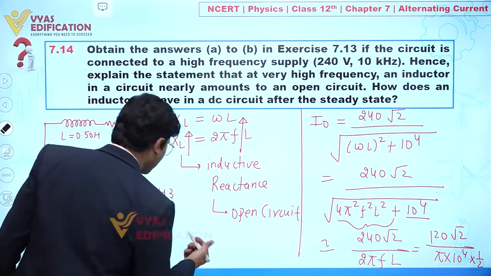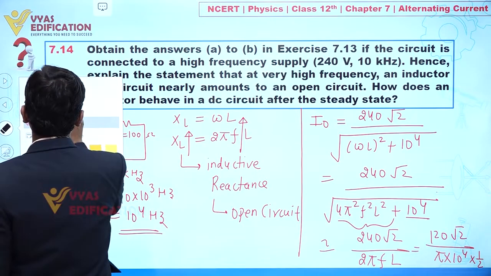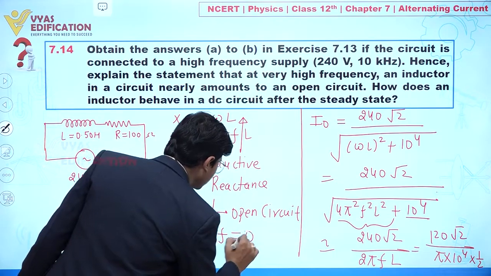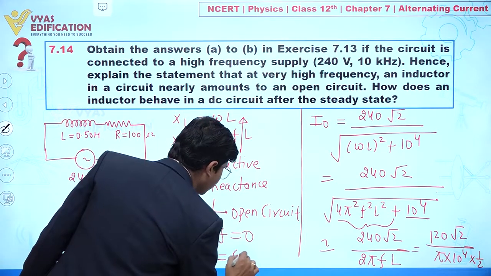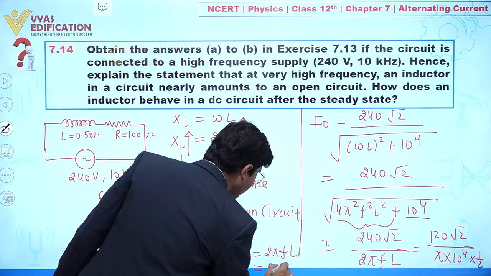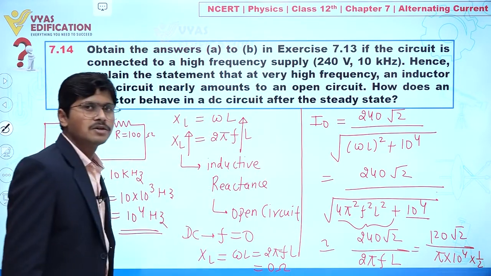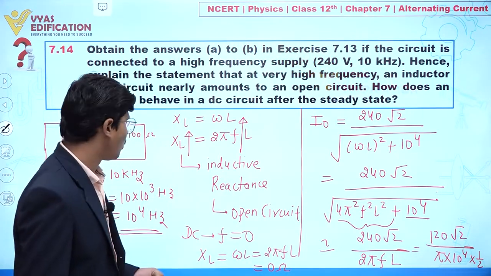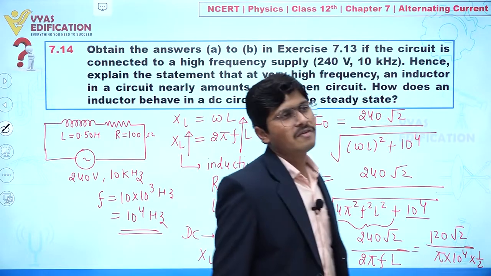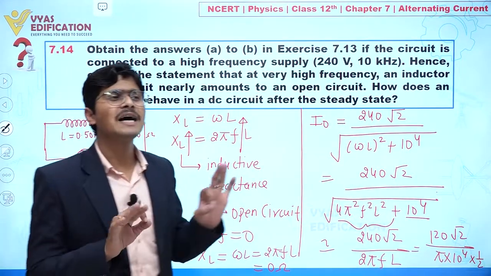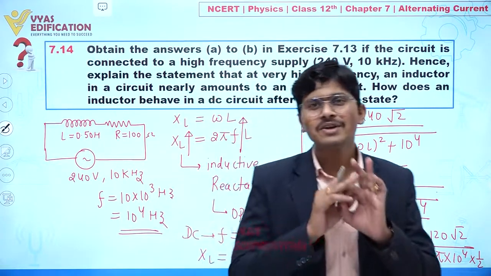So if I am talking about DC, I can say frequency is 0. So the value of XL is equal to omega L, which is 2 pi F L, and this is equal to 0 ohm. So I can say the value of XL is equal to 0 ohm. It means that if we are using DC current, the inductor is just behaving as a conductor wire, offering no resistance. Clear?